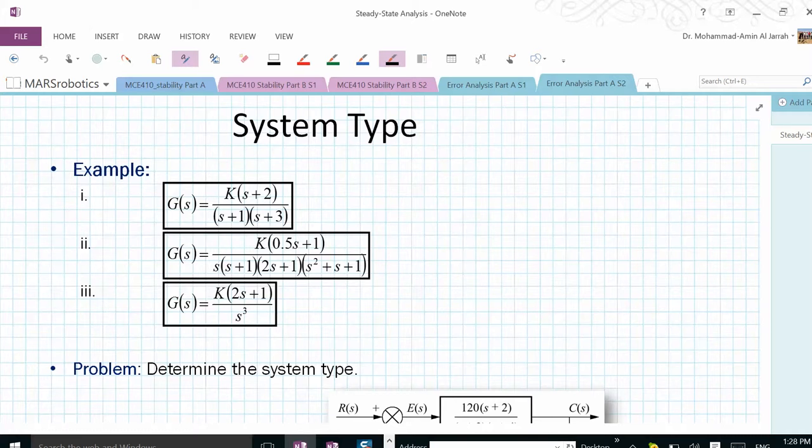You see the power and the value of the final value theorem, how powerful it is, and how many tools it gives us to tell what system we are dealing with and what the performance of the system is. So let us look at the second problem. He has determined the system type. So let us look at this.